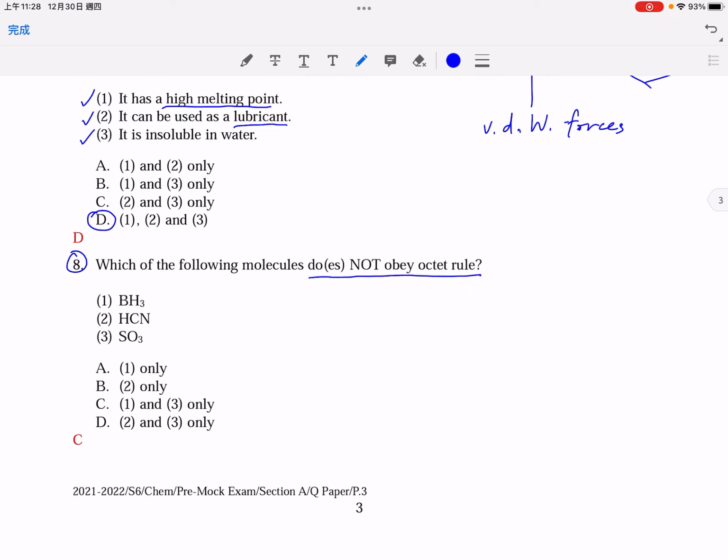Question number 8. Not obeying the octet rule. So BH3: boron is just group 3. After sharing the electrons, it has only 6 outermost electrons on the B atom, so it is non-octet.